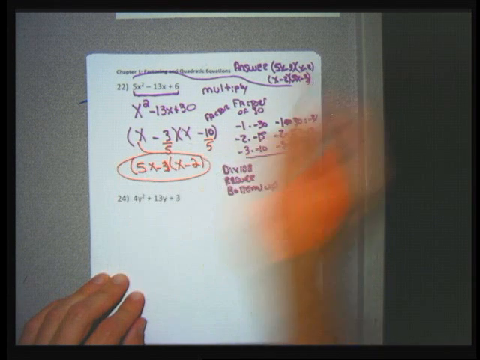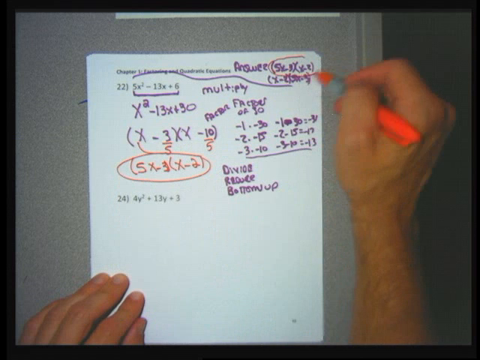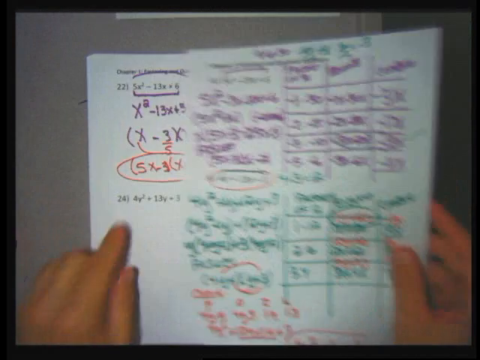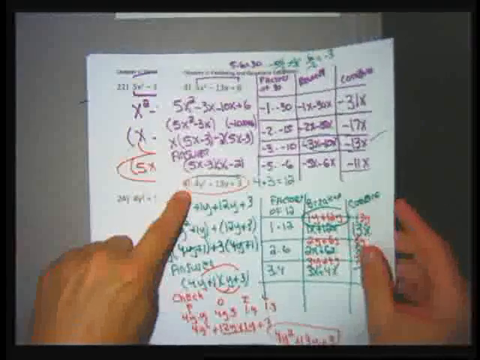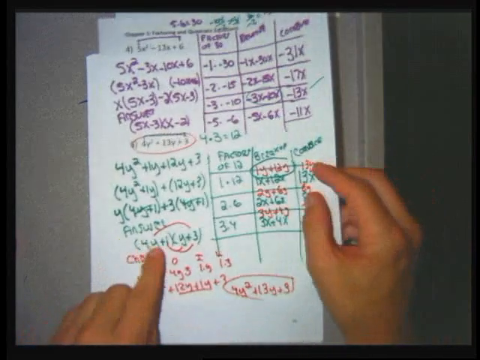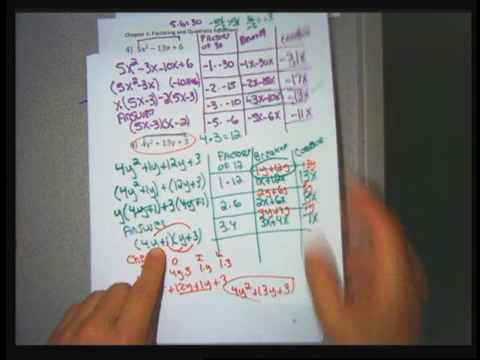If I look at this compared to the answer that I got for problem 4, they're identical because I did it right. The answer for problem 24 has to be the answer to problem 6 because they're the same problem. And the answer I got for 6 is 4y plus 1 times y plus 3.